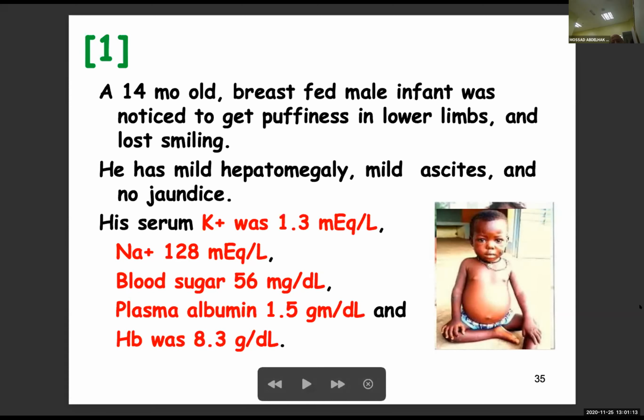Okay, so by observation, what you can see, Zakwan? This patient has edema of lower limb. Lower limb only?